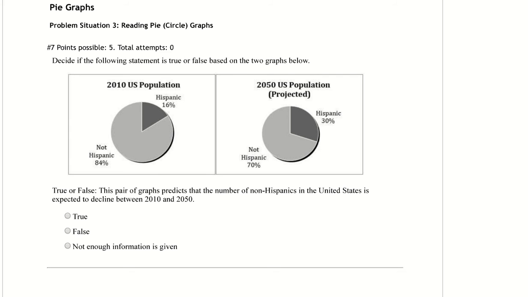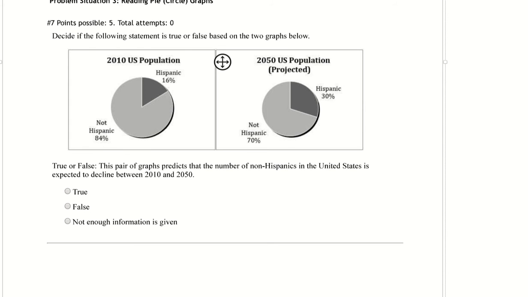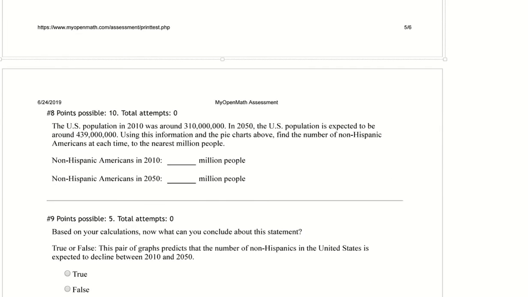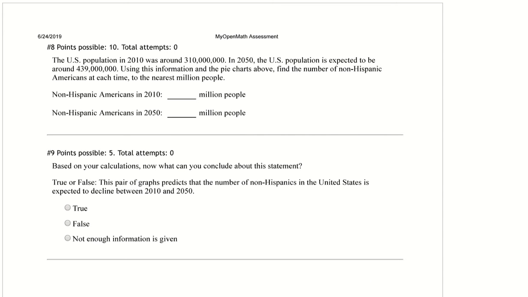So we've looked at line graphs, bar graphs, now pie graphs. So pie graphs are those circle ones that usually have percents in them. So this is kind of, you're predicting, decide if the statement's true. And it says 2010, here's our populations and then the US population. Does this predict that the number of non-Hispanics is expected to decline? And then you're saying true, false, or not enough. Then you're going to analyze those.